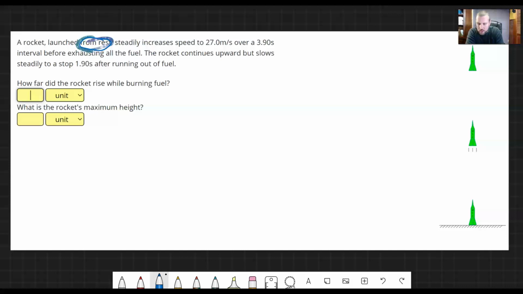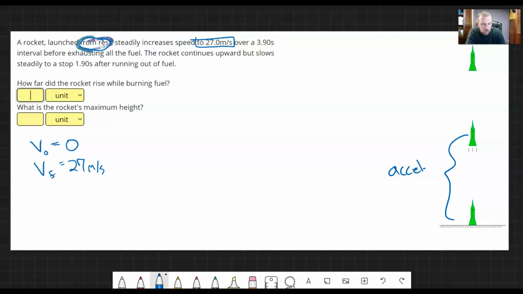From rest. Now when we see from rest, right there we know initial velocity is 0. It steadily increases speed, so it's accelerating, to 27 meters per second. So final velocity equals 27 meters per second. So that's, I believe, this section.